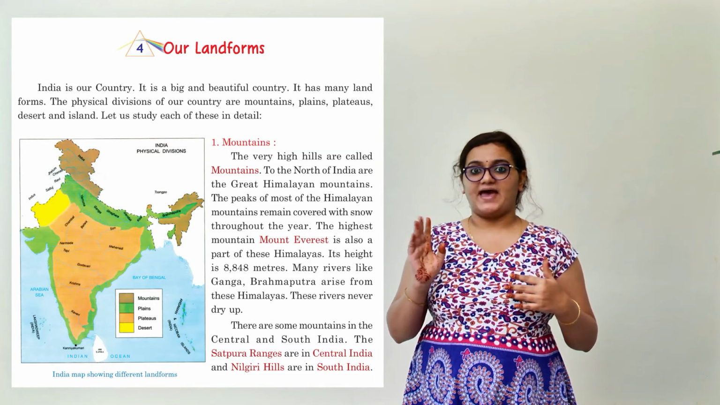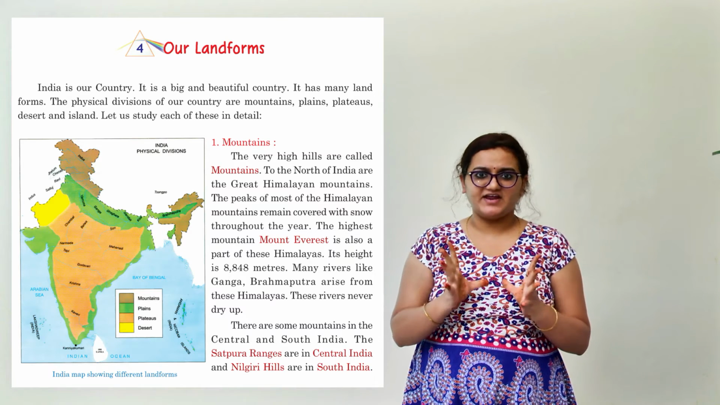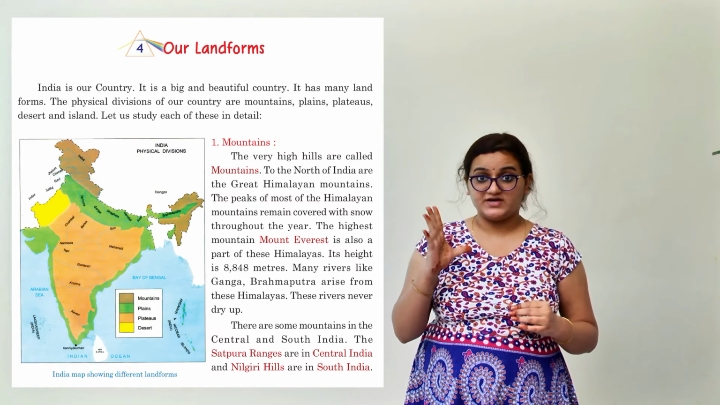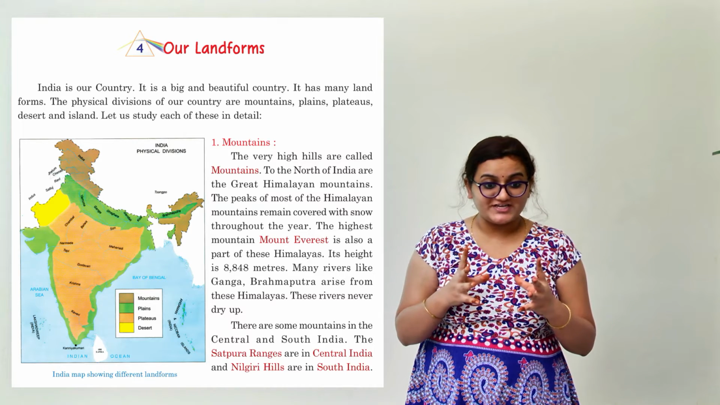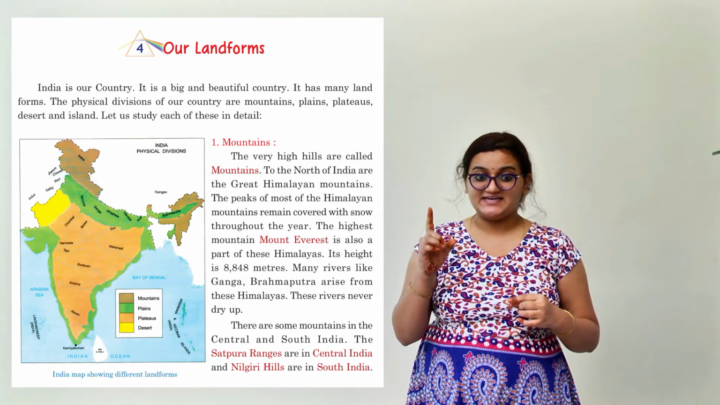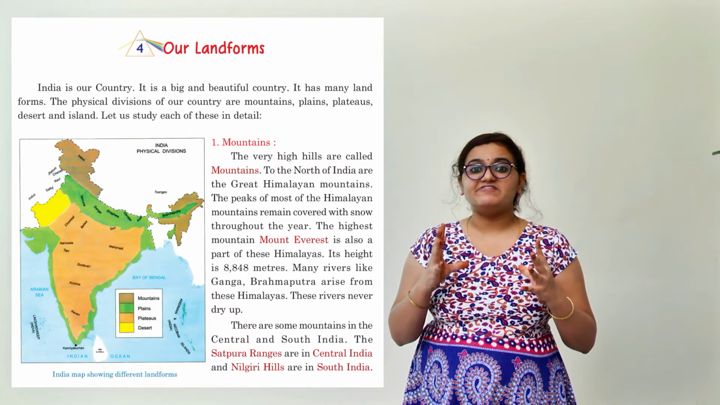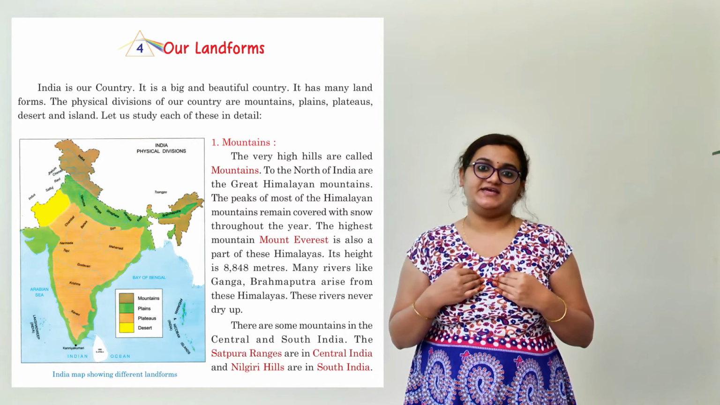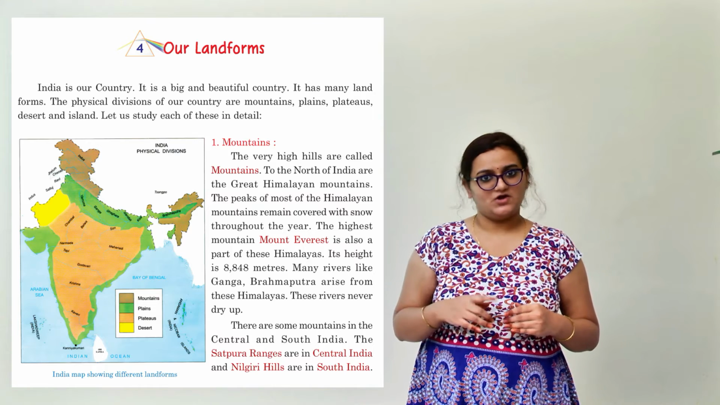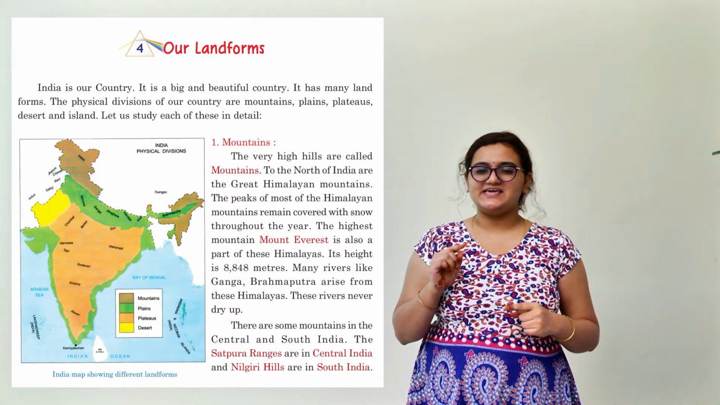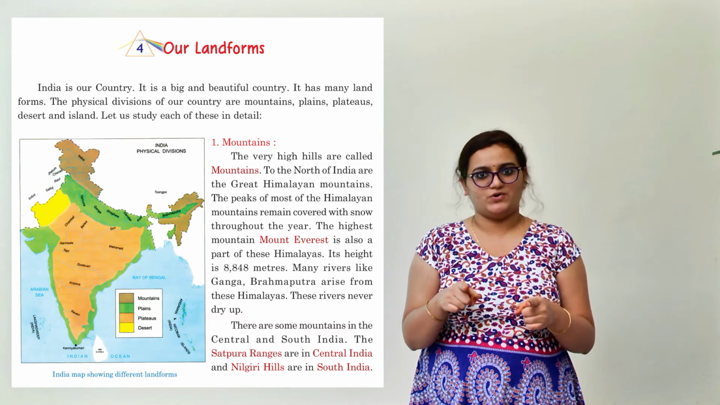On our India map, there are different colors, right? You can see brown color, yellow color, orange, then green. So, these different colors on our India map are denoting the different landforms. Okay, let us see each one carefully. You just be looking at the map in your book.